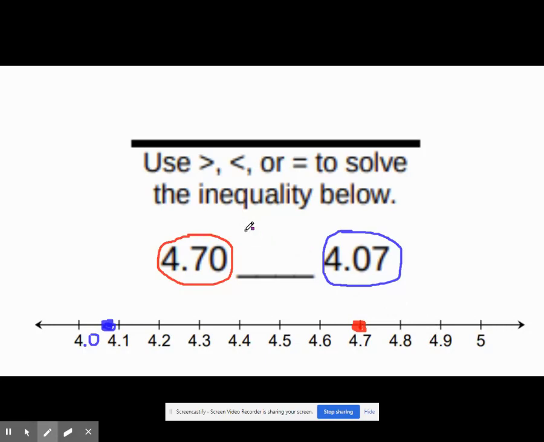So our greedy duck, of course, is going to be wanting to chomp up the larger of the two numbers. So this should be the inequality. You use the one with the open part to the left. That is the greater than sign. So 4 and 7/10 is greater than 4 and 7/100. All right, let's move on to our next slide here.